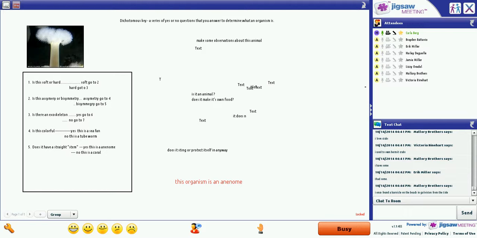Your homework this week is to use a dichotomous key to determine different types of animals. Okay, you don't have to answer all of the questions in a dichotomous key. For example, if we had said this was a hard animal, you would go right to question number 3. You would totally have skipped over question number 2.